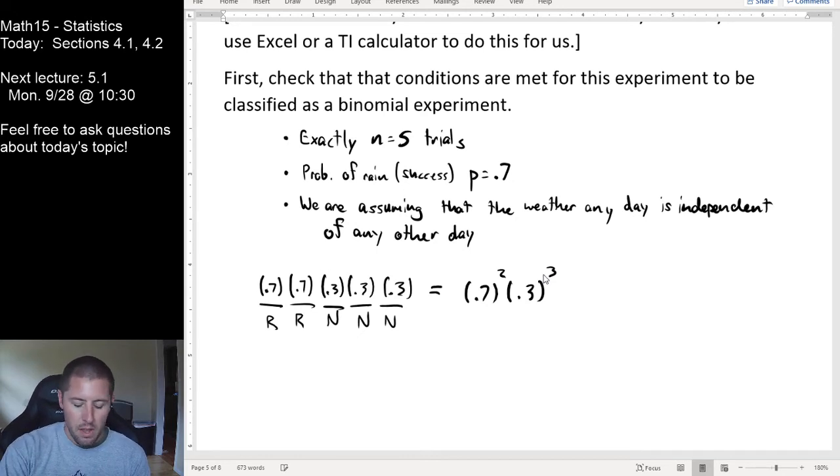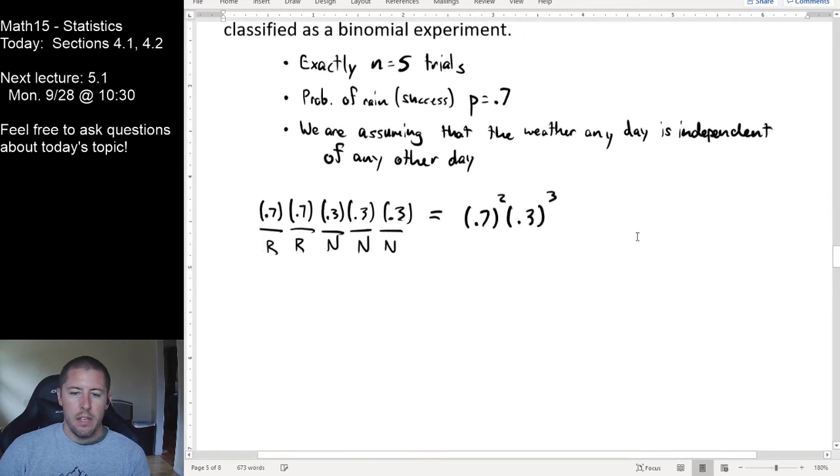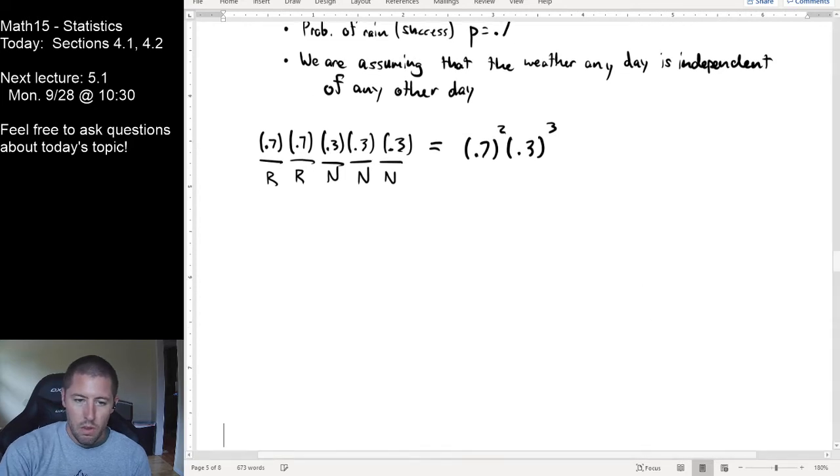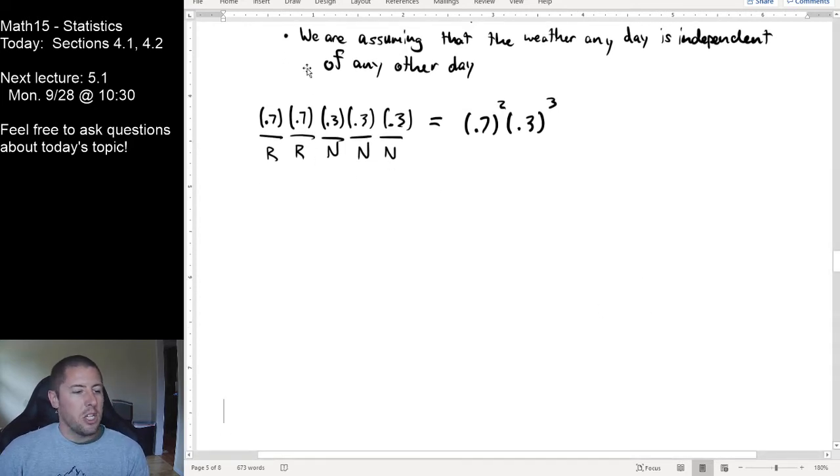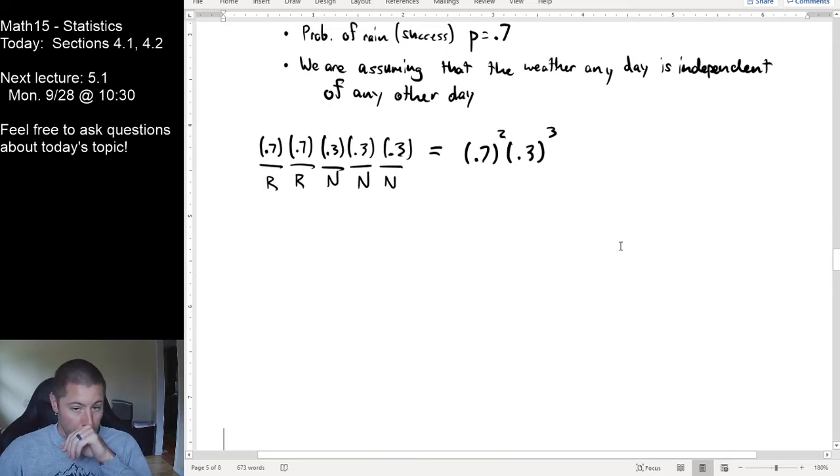But here's my issue. So far, what I've worked out is only one of the possible ways that we could get rain 2 out of 5 days. I'm thinking of this as just like Monday through Friday to help me verbalize this here. The version that I did was just the version where rain happens on Monday and Tuesday, but not Wednesday, Thursday, Friday. So here's the thing I'm thinking. There's a bunch of different ways this could have happened.